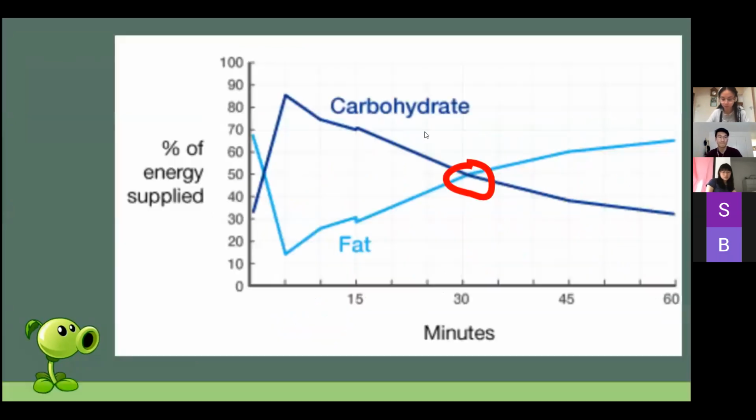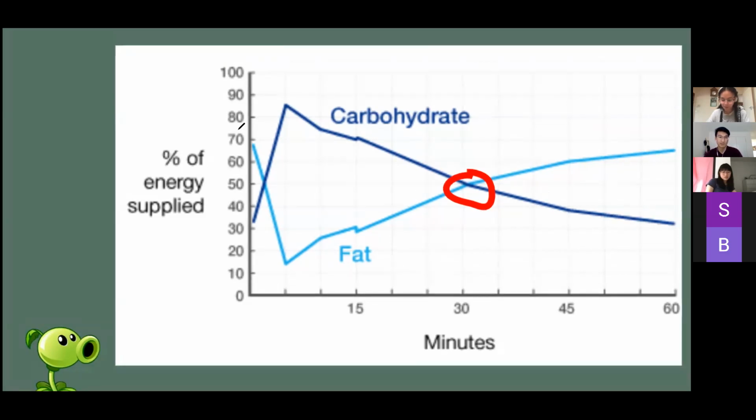So this is just a bit about what I was talking about before. We can see this graph, right? Before the start of a race, the x-axis should say minutes after the start of a race. We can see that before the start of the race, the fats will be somewhere around here and carbs will be somewhere around here, right? So that's basically saying that fats are the predominant source of energy before a race.